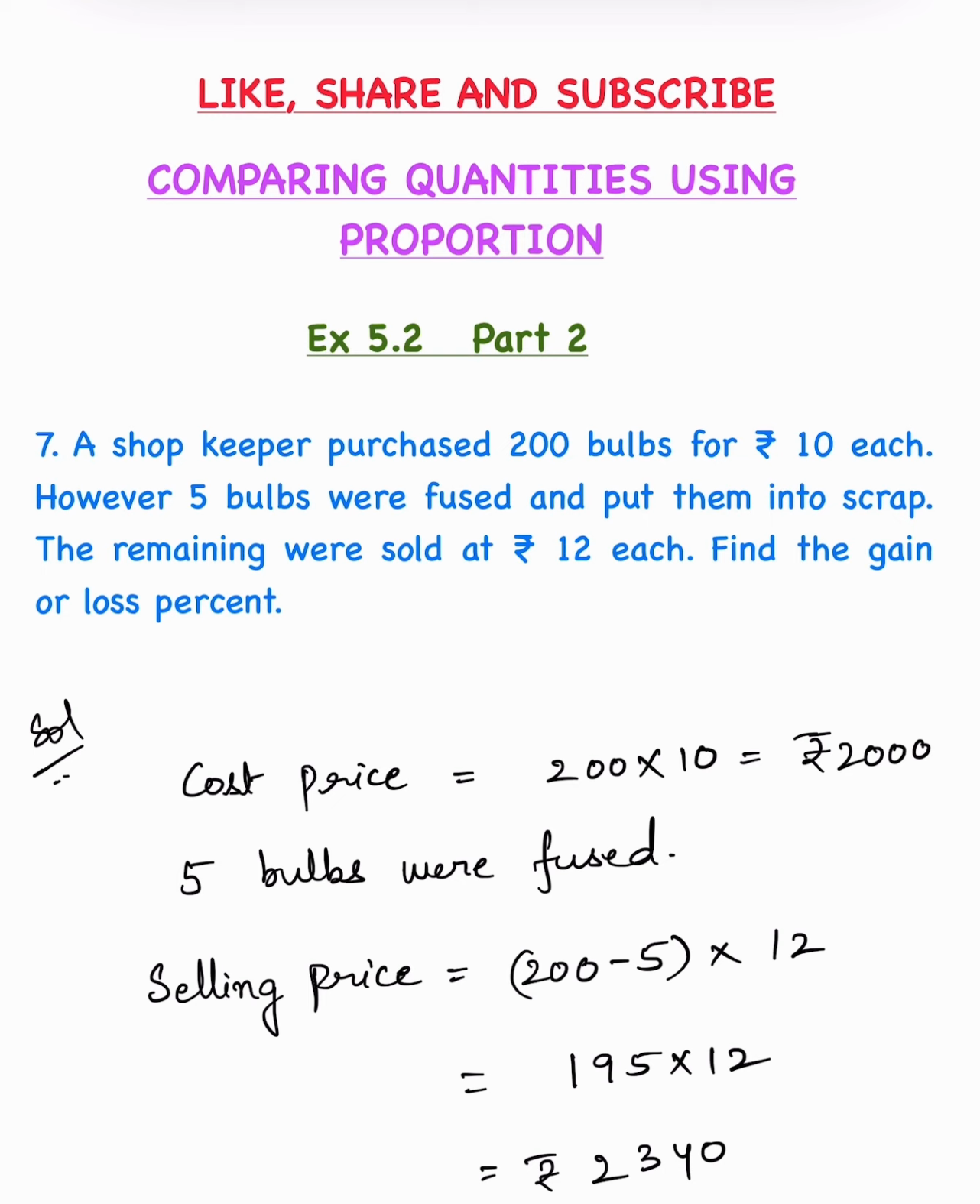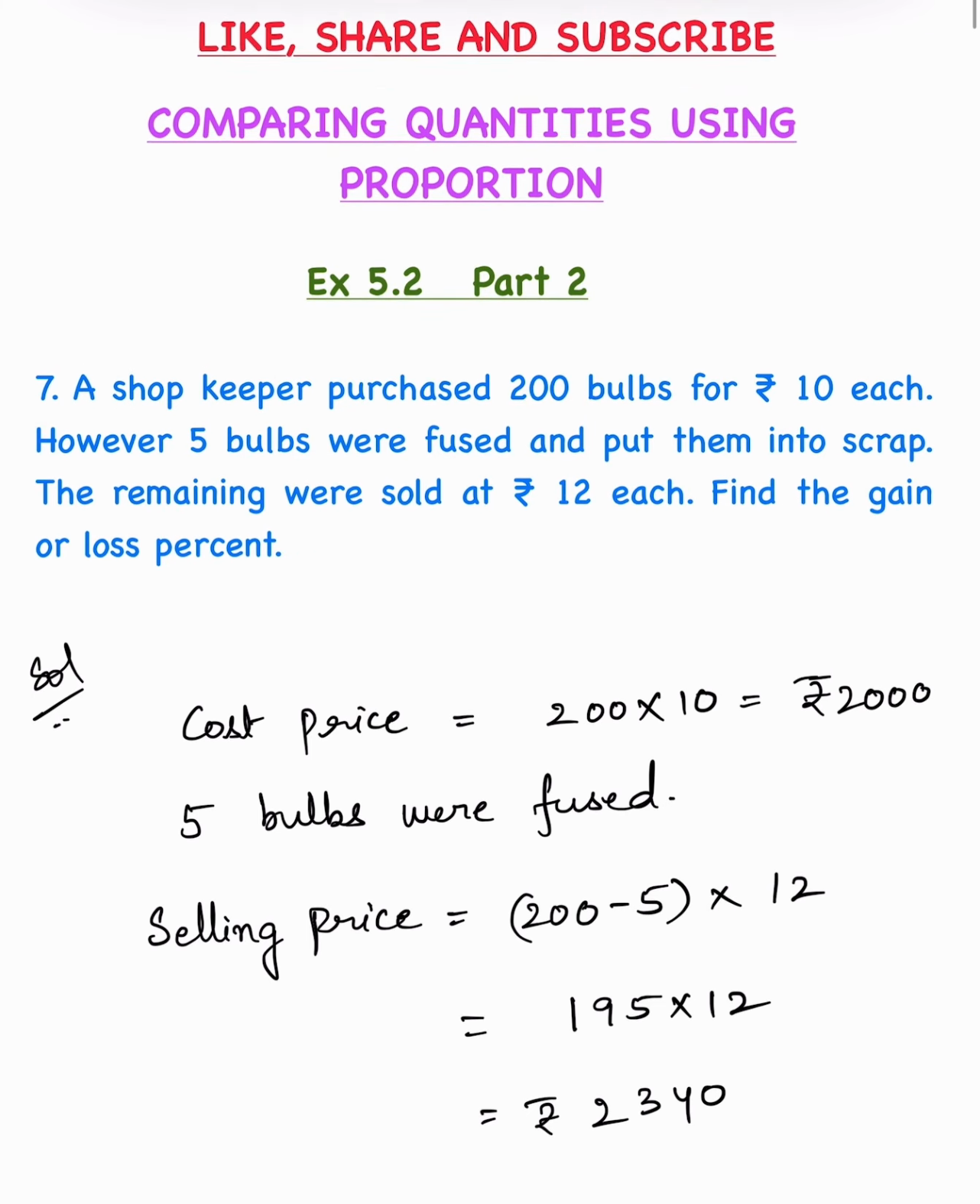Seventh problem. A shopkeeper purchased 2000 bulbs at rupees 10 each. However, 5 bulbs were fused and he put them into scrap. The remaining were sold at rupees 12 each. Find the gain or loss percent.